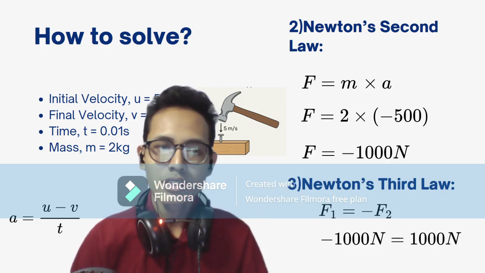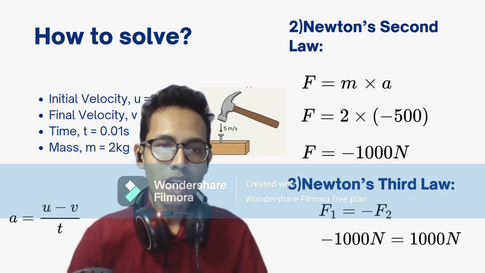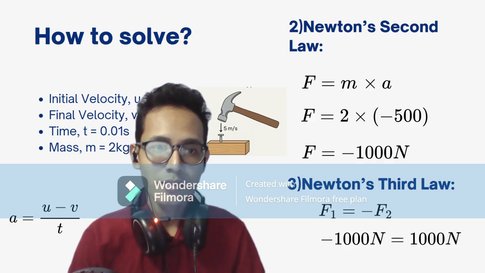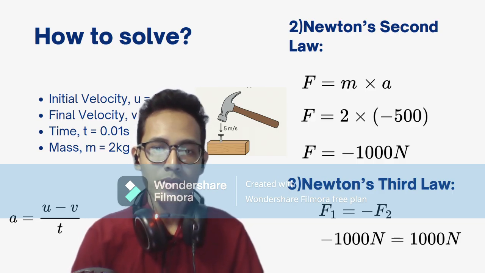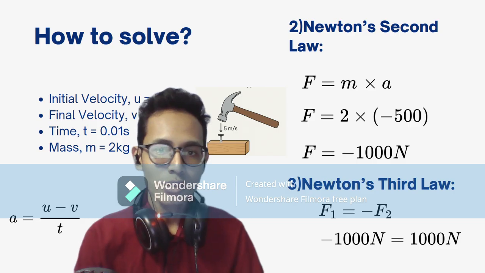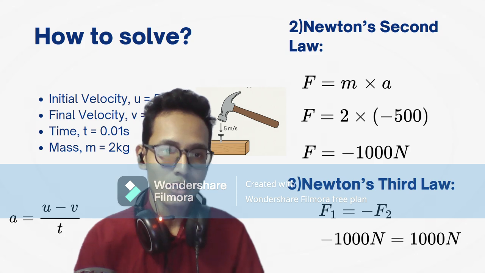Finally, Newton's third law states that every force exerted on an object will be exerted back in the opposite direction with the same magnitude. So we put F1 equals minus F2. So we get minus 1000 Newton equals 1000 Newton.